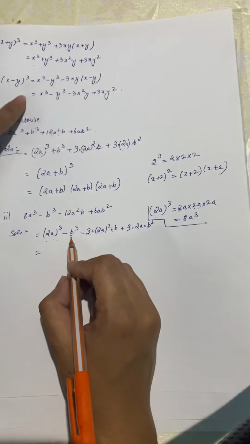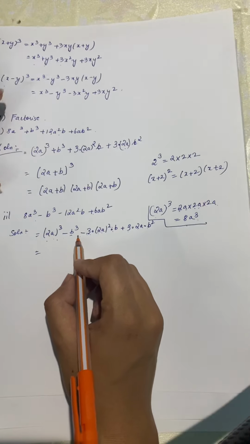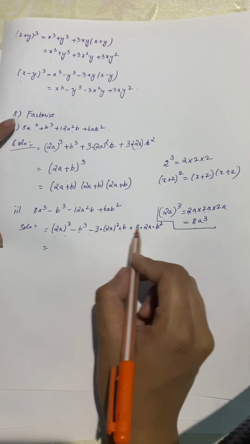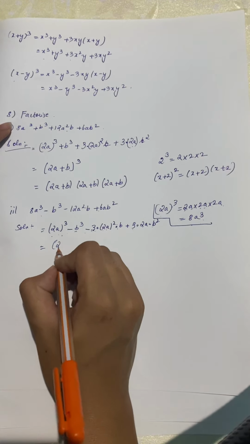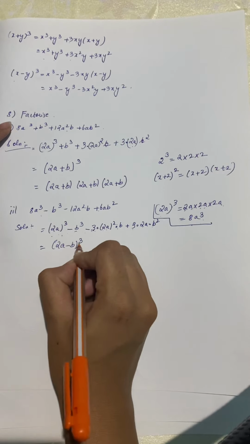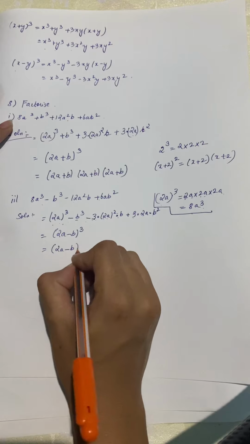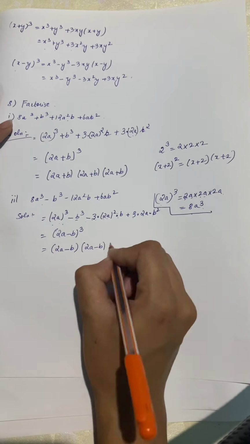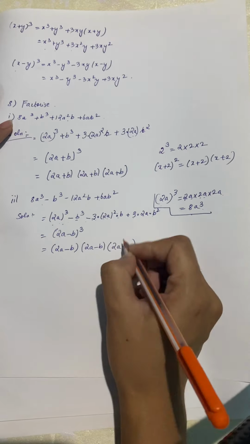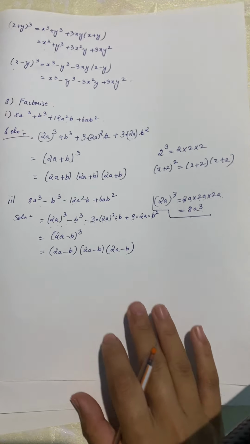And what is this equal to? This is equal to (x − y)³. That means this given expression is going to be equal to (2a − b)³. All right, so factorize this, you get this as (2a − b)(2a − b)(2a − b). Clear with this? Okay, this question is just like this.